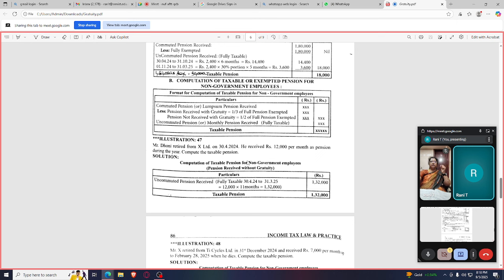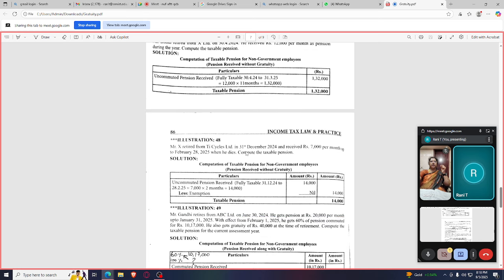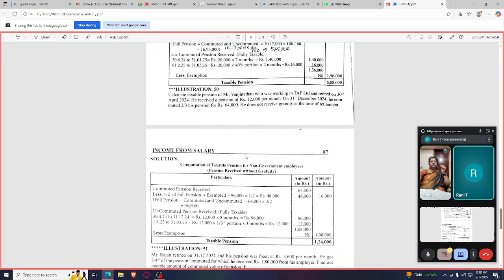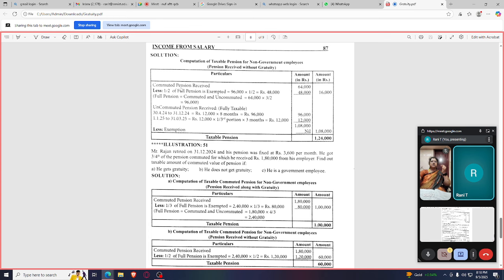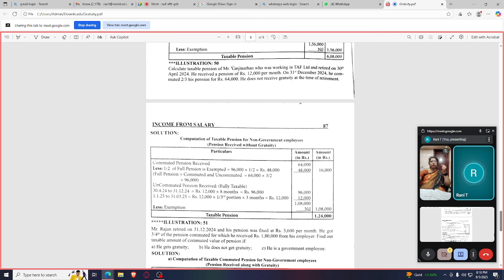Non-government with gratuity, without gratuity. See here, computation of without gratuity, how you take. Yes. So according to this problem, what we have to do: you get 64,000 as the commuted pension. First you write that. From that, what you need to less? You need to less 1/2 of full pension.